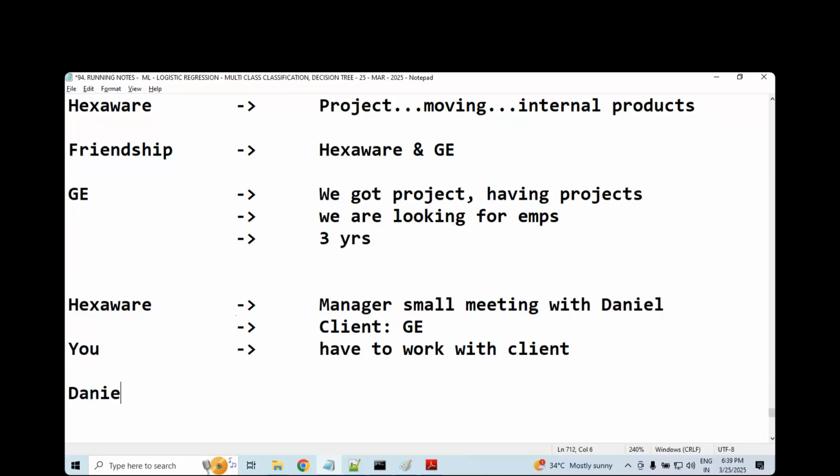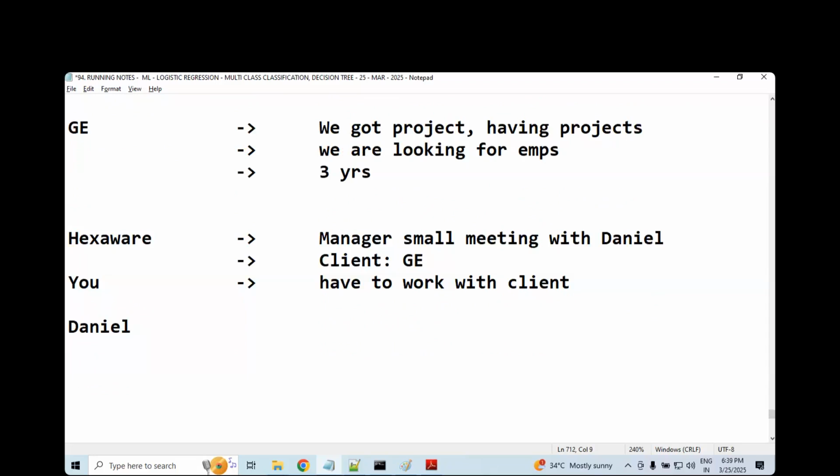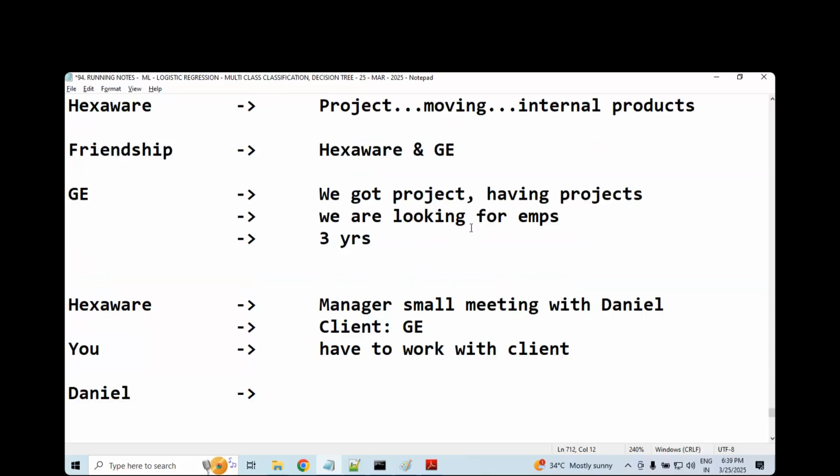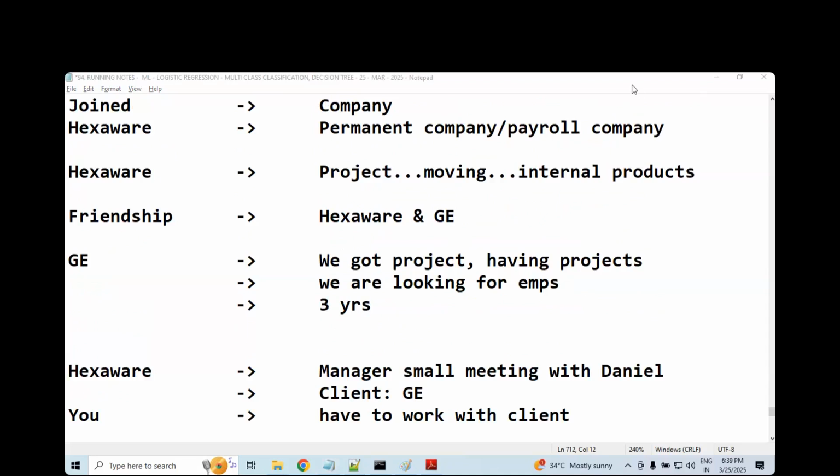Now here is a question. There are a few points you need to understand. My permanent company is Hexaware. Now Hexaware is planning to send me to GE. Now here is a counter question in your brain: what is the advantage for Hexaware company?